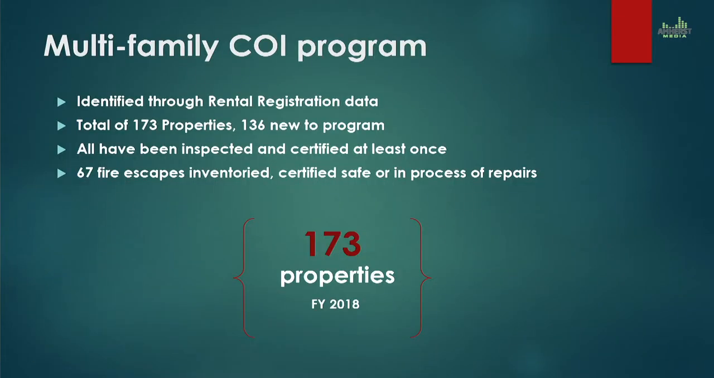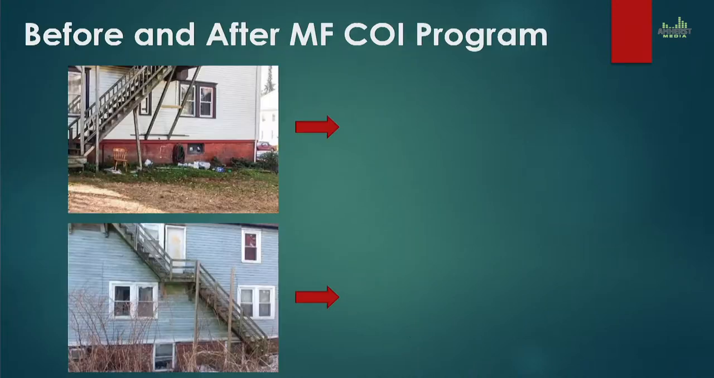One piece of that down at the bottom, the last bullet, are fire escapes. That's something that we take very seriously. We are required to look at fire escapes every 5 years by the building code. 67 of them so far have been looked at, many of them replaced, many of them repaired, and many of them just certified as being in good condition. Here's a couple of examples of fire escapes that were in very poor condition that we came across.